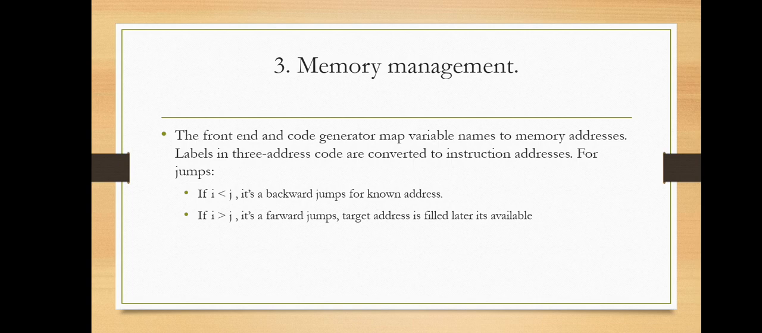In the backend phase, if the compiler is performing any operation and needs information about any variable, it just looks in the symbol table. It finds the relative address of that variable from the symbol table and performs the operation.